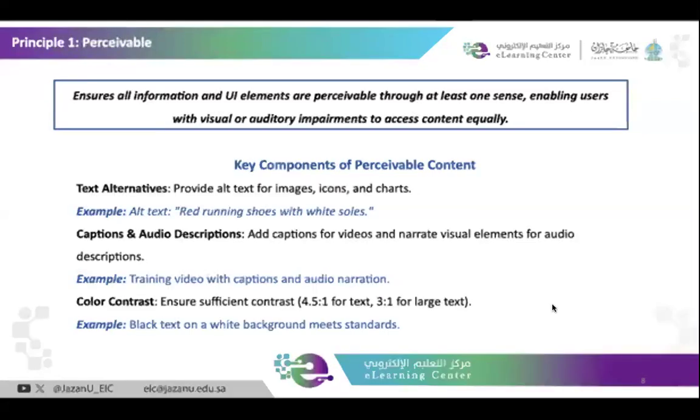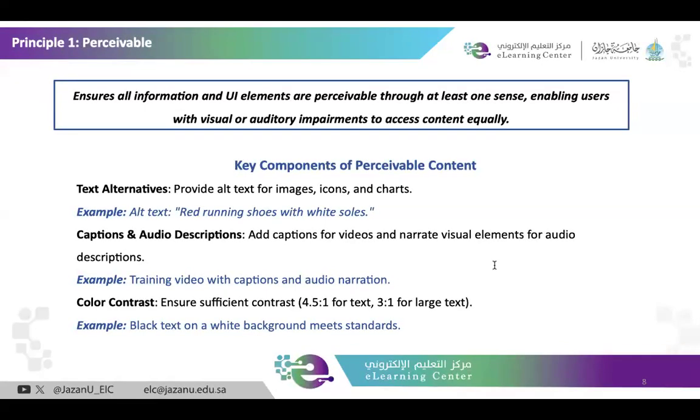So we should have details about the key components of perceivable content. The first one is text alternatives for non-text content. Non-text elements like images, icons, charts, and infographics should include descriptive text alternatives. For example, a product image on an e-commerce site should have alt text like "red running shoes with white soles." This helps screen reader users understand the content. This is the same for educational content as well.